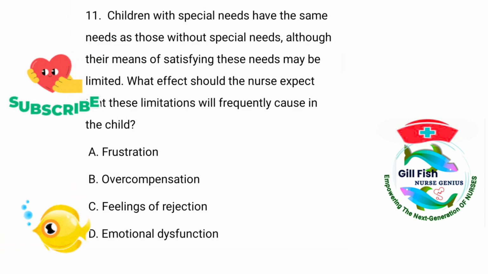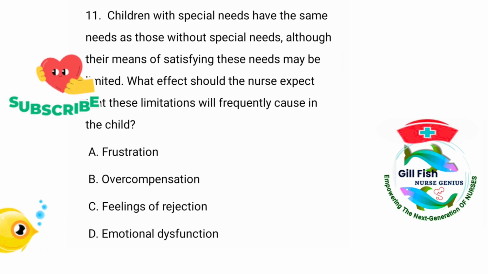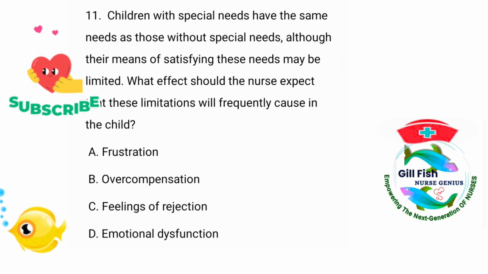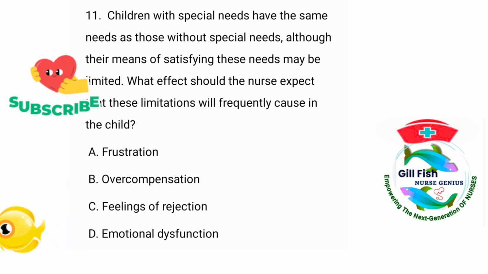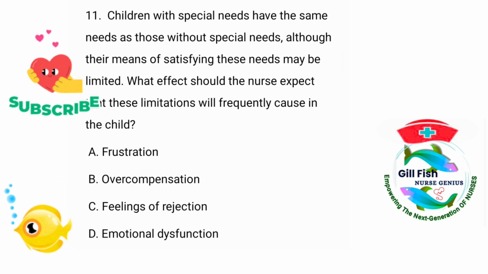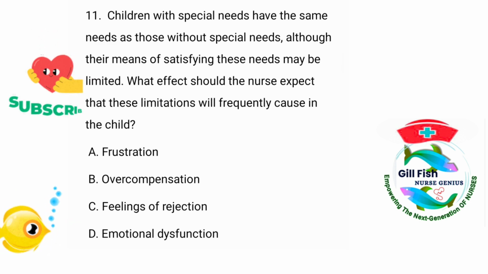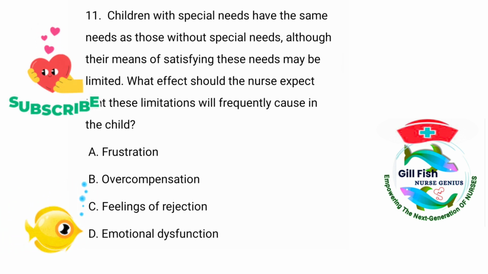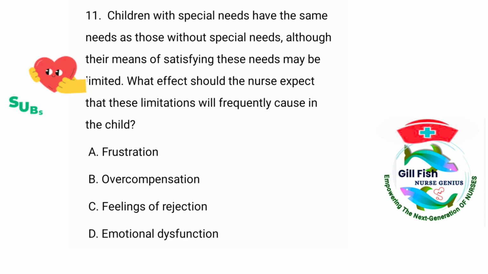Children with special needs have the same needs as those without special needs, although their means of satisfying these needs may be limited. So, what effect should the nurse expect these limitations will frequently cause in the child? Option A, frustration. Option B, overcompensation. Option C, feeling of rejection. Option D, emotional dysfunction. Actually, the child has special needs but is not able to attain them. So, what is going to happen? That is frustration. So, option A will be the correct answer.